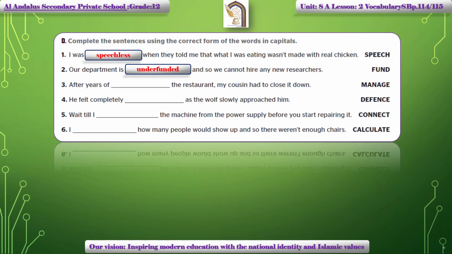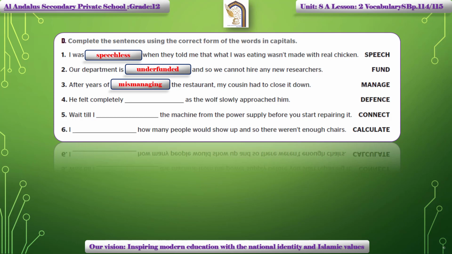Sentence 3. After years of ___ the restaurant, my cousin had to close it down. Manage. Do you think that your cousin was managing the restaurant in a correct way? Yes, this is a brilliant elicitation. Mismanaging. After years of mismanaging the restaurant, my cousin had to close it down. So this means that your cousin was managing the restaurant in an incorrect way.